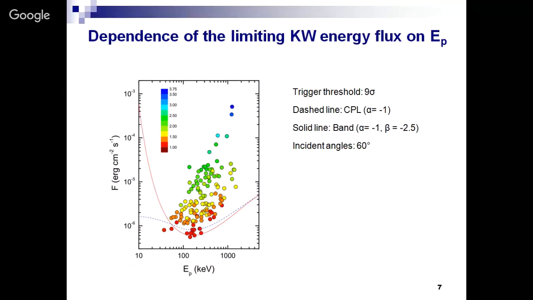And we see that the open symbols are the measured values, and the filled symbols are the detection horizon. And we see that the detection horizon is close to the line which corresponds to the estimated trigger threshold.